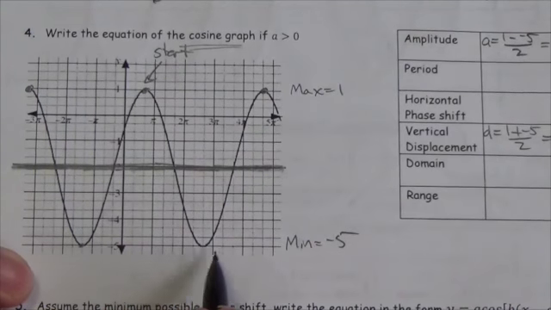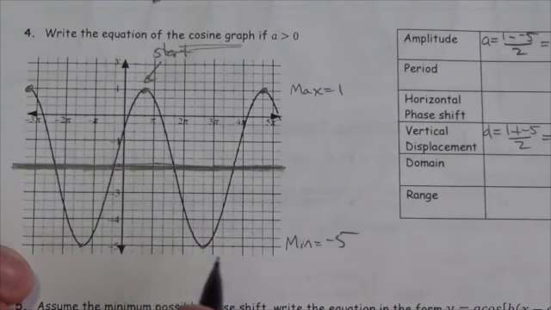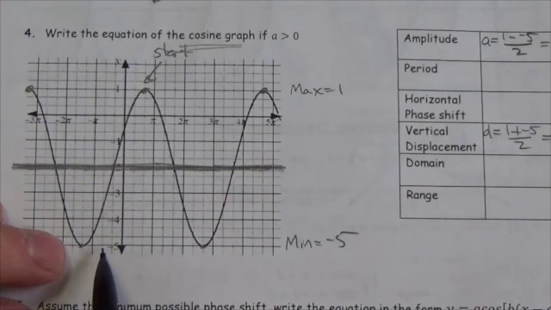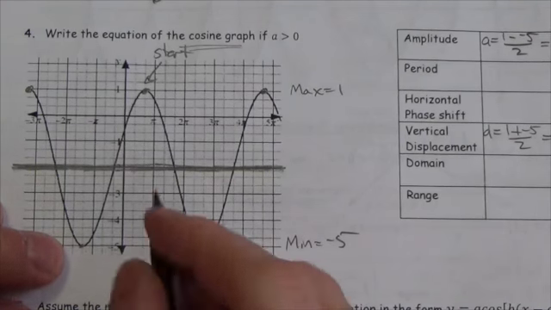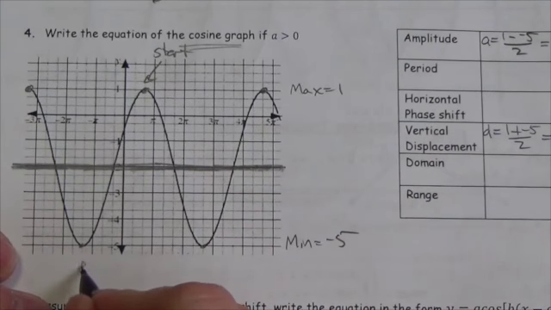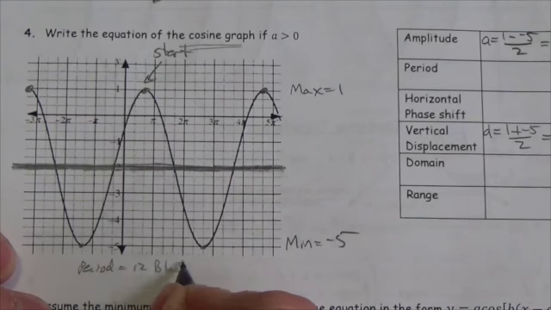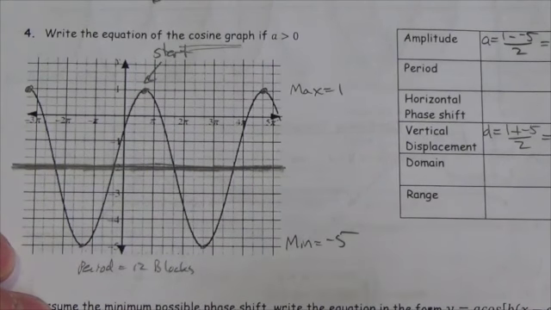So from here to here, I'm going to count out the number of blocks I get. 1, 2, 3, 4, 5, 6, 7, 8, 9, 10, 11, 12. Okay, actually, it's interesting. That's similar to the previous question. So my period was 12 blocks. Now I got to figure out how big a block is.